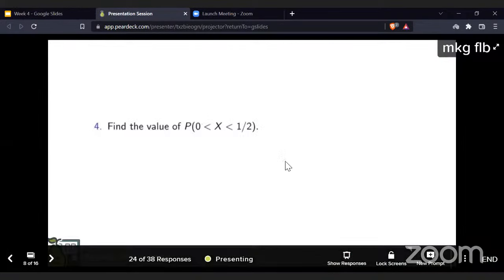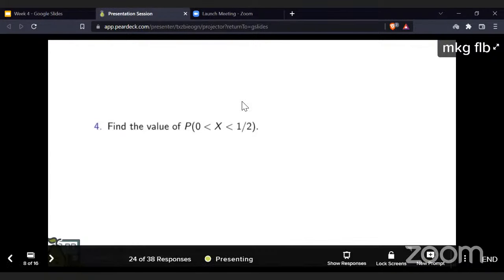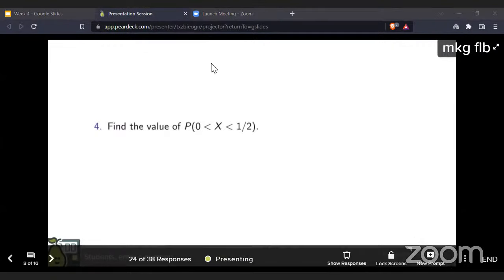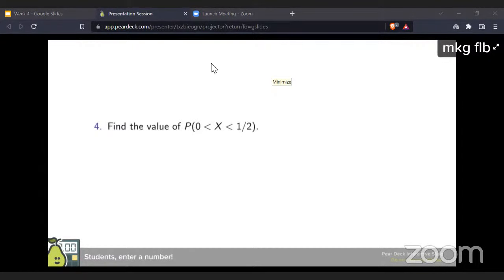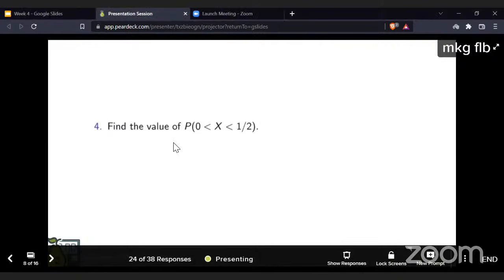So what is the answer that you got? 0.47. Somebody has written 2.08. The probability can never be greater than 1, so please take care of that. 0.4711, yes, 0.47 is the right answer.